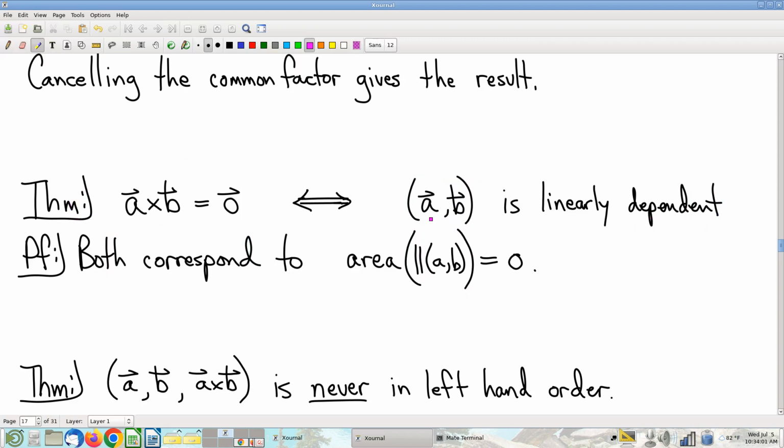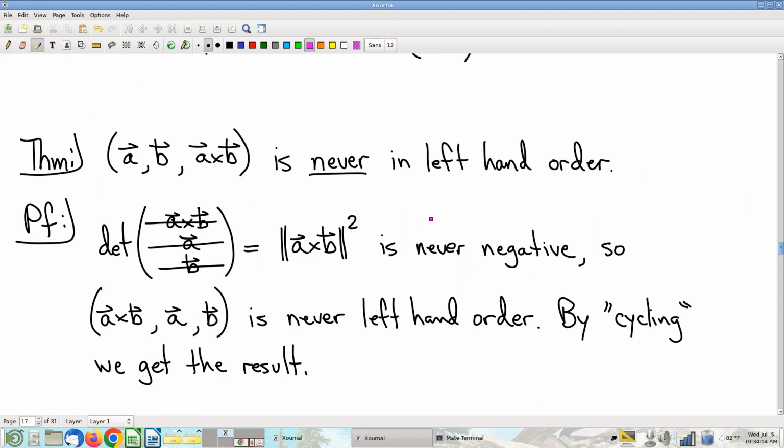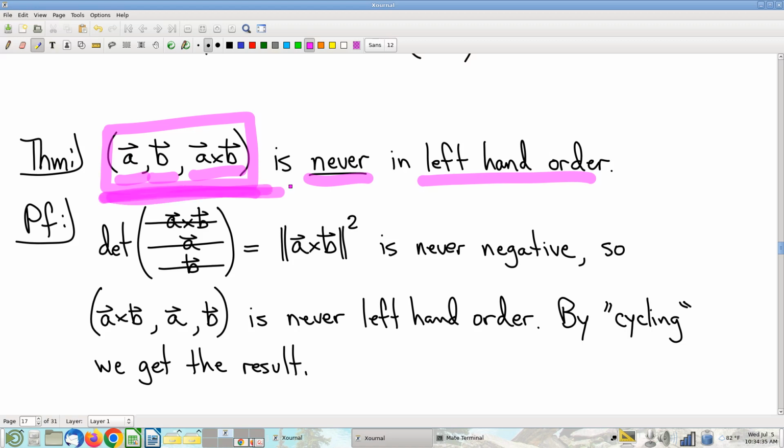Okay. Here's a beautiful one, and another mysterious sort of seemingly hocus-pocus fact. This ordered list right here, any two vectors followed by their cross product, where the first one first, second one second, that's very important, this exact list is never in left-hand order. Now, I write it as such just to be precise, but in practice, day in and day out, the way most people think about this result is that this list is always in right-hand order.